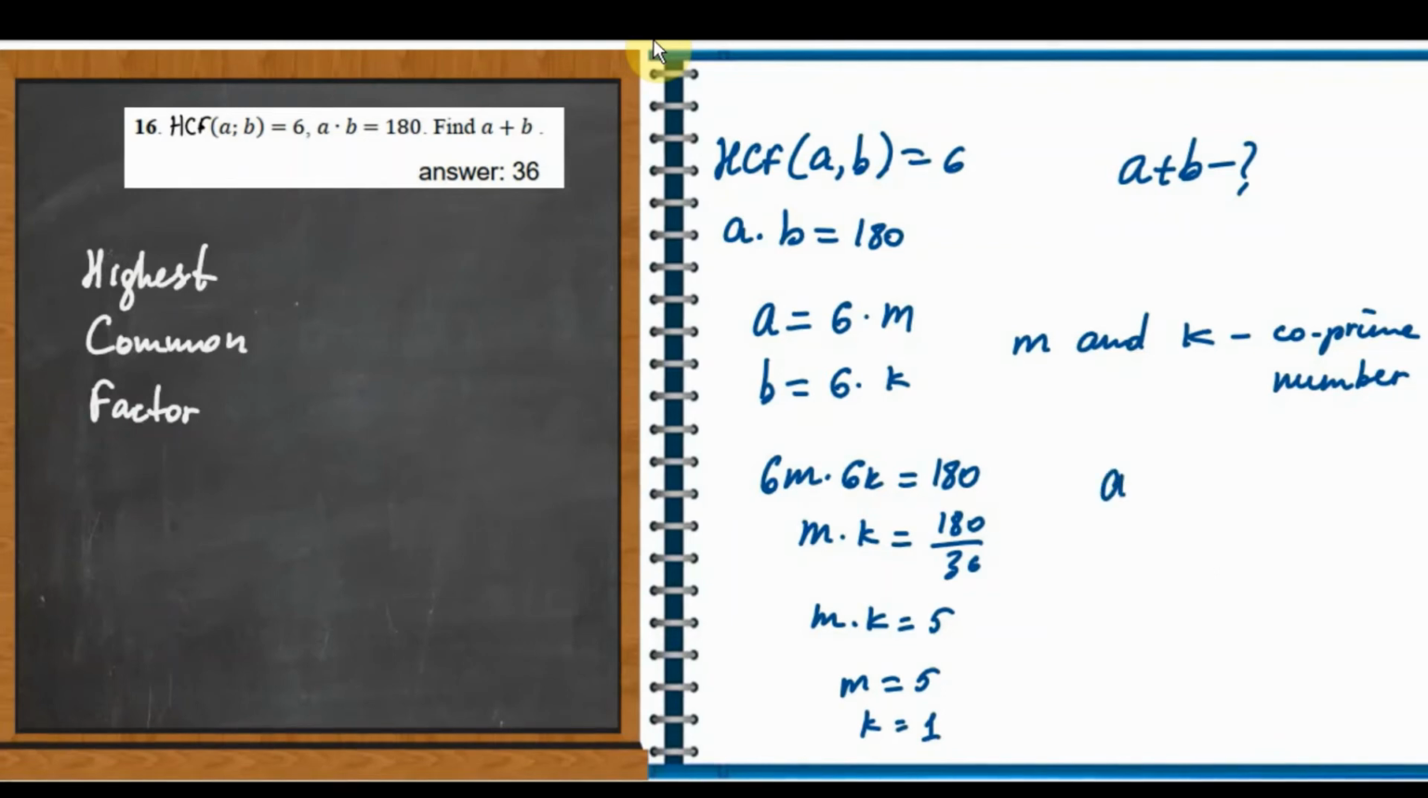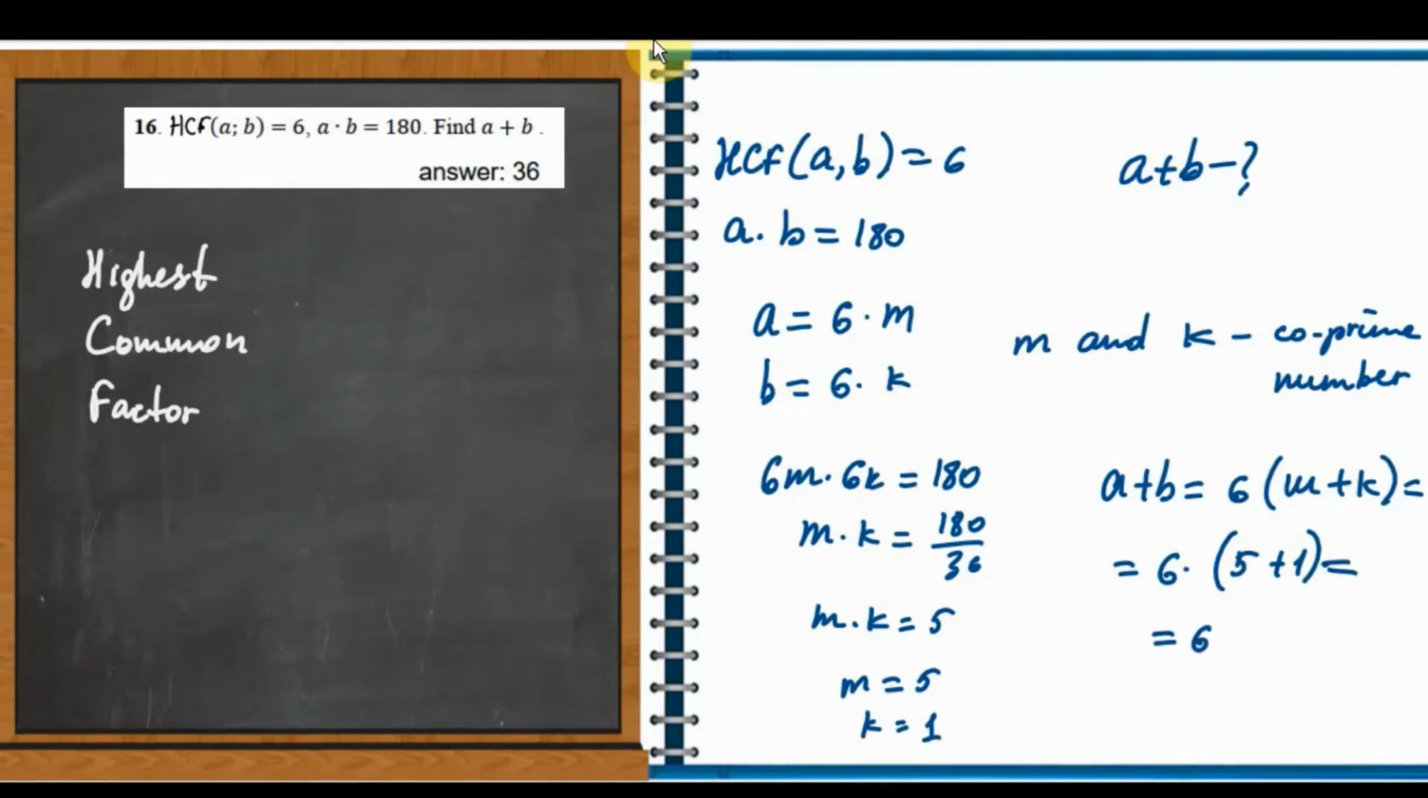So, how to find A plus B? We know that this is 6 times M plus K, and that's going to be 6 multiplied by 5 plus 1, and this is 6 multiplied by 6, it's 36. The correct answer is 36.